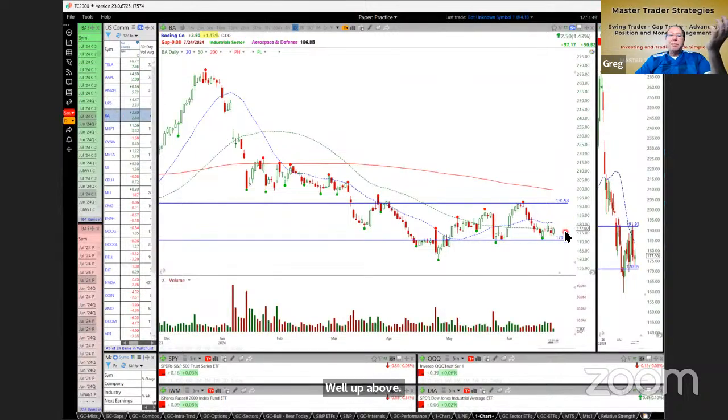Boeing, that's bottoming. We'll see if it holds or not, but it's down at the bottom of the range, and you see the moving averages are flattening out.